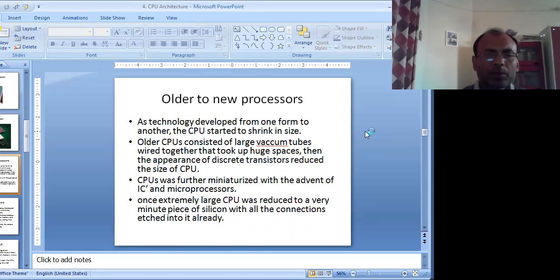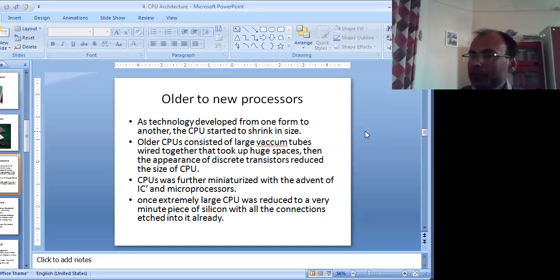Now we come to older and newer processors. As technology advances, CPUs, that is, microprocessor chips, started to shrink in size. The older CPUs consisted of large vacuum tubes with wire around them, which took up huge space. Then came transistors, which reduced the size of the CPU.